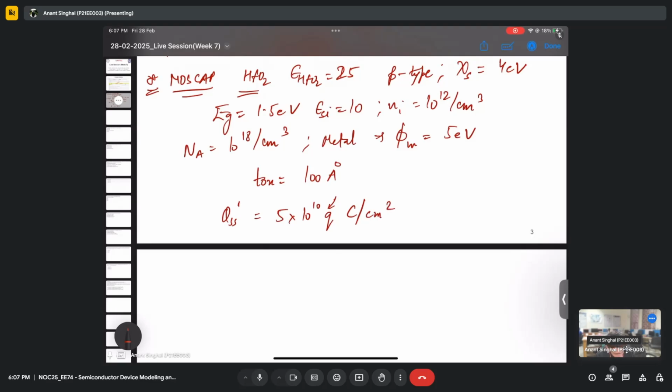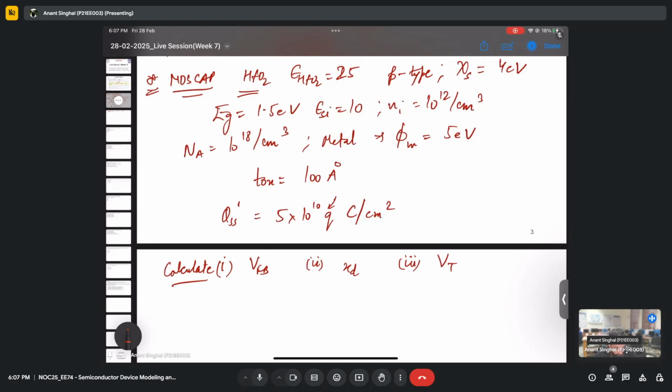Yeah. So we need to calculate all the three aspects that we have already covered. The first one was VFB. The second one was XD, that is the depletion width, the derivation that we did in the last lecture. And at last, we need to calculate the threshold voltage.